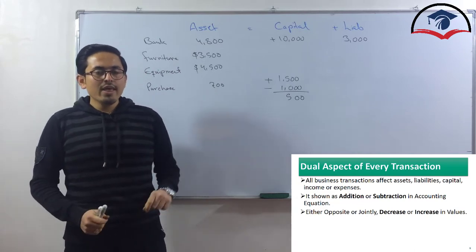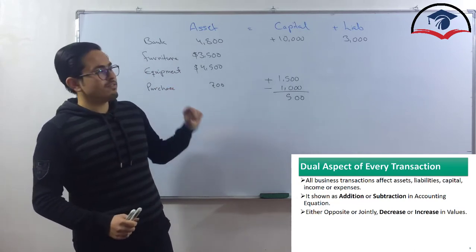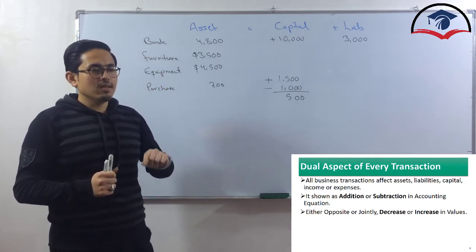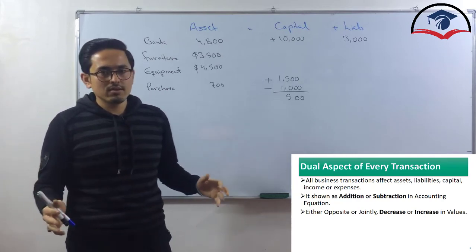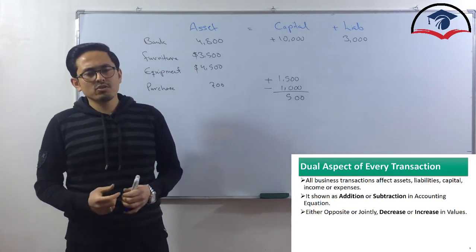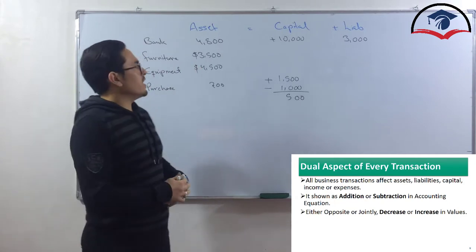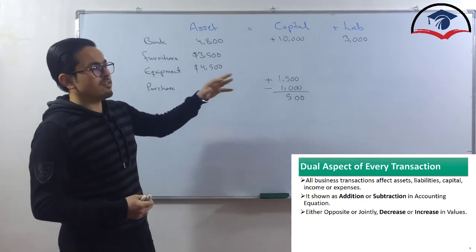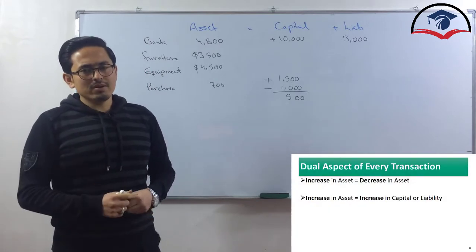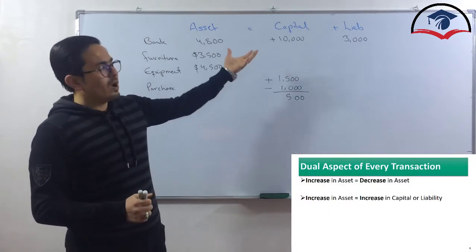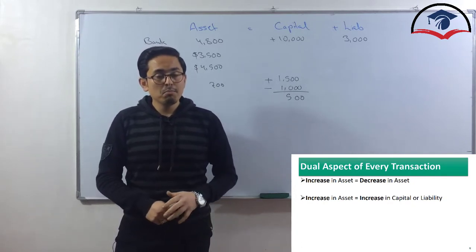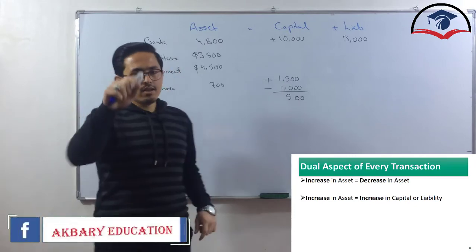One thing is clear: every transaction will affect one of the elements, whether asset, liability, expense, revenue, or whatsoever. These five will be targeted, maybe by addition or subtraction. It can be a joint increase in both of them, or an increase on one side and a decrease on the other. One point to remember: on both sides at the same time we can have an increase, and at the same time we can have a decrease, but not on one side only. Let me go by example.